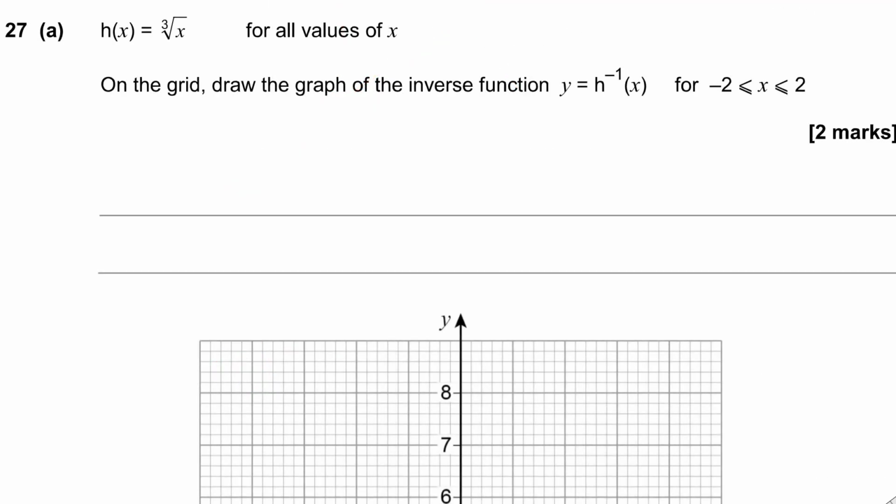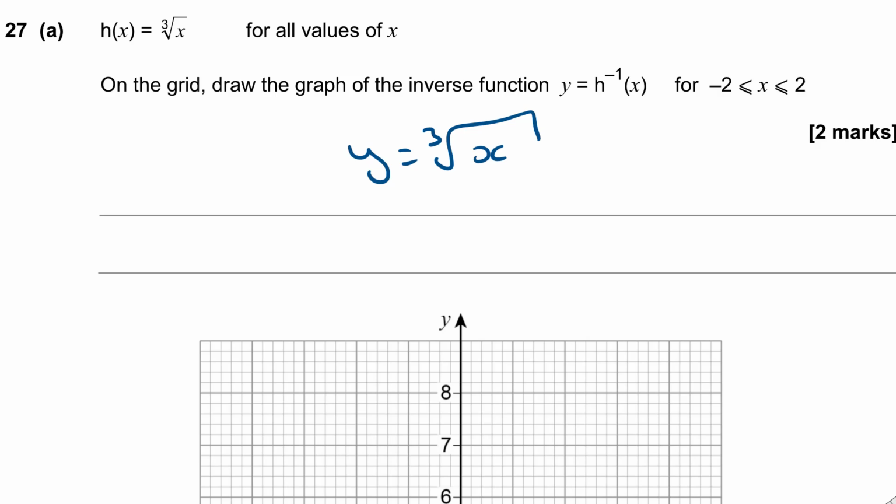Question 7, we've got a question on function notation here. We're told that the function h of x is equal to the cube root of x for all values of x. On the grid, draw the graph of the inverse function h to the minus 1 of x for values of x between -2 and 2. Okay, now to find an inverse function, if we let y equal our original function and then rearrange for x and then replace the y's with the x, we can come up with the inverse function. So what's the opposite of cube rooting?